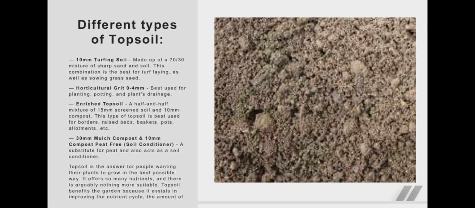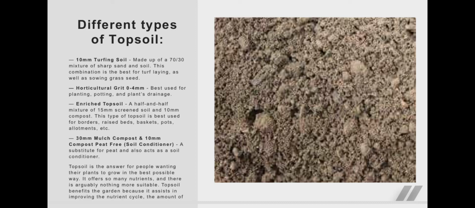Different types of topsoil. 10 mm turfing soil made up of a 70 over 30 mixture of sharp soil and sand. This combination is the best for turf laying as well as sowing grass seed. Horticultural grit, 0 to 4 mm. Best used for planting, potting, and plant drainage.